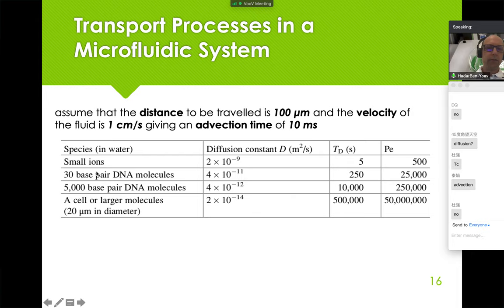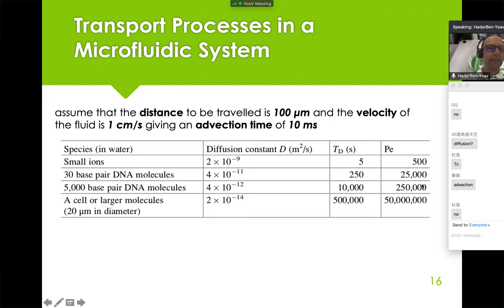Now we go into a bit bigger particle, about 30 base pairs of DNA. The diffusion constant becomes 4 times 10 to the minus 11. The time of the diffusion now for this distance of 100 micrometer is 250 seconds. It's a lot. Which means that the Peclet number is 25,000. So the particle takes 250 seconds to diffuse and the advection takes 10 milliseconds, so we can start to neglect, remember, it's much higher than 1,000, the effect of diffusion.